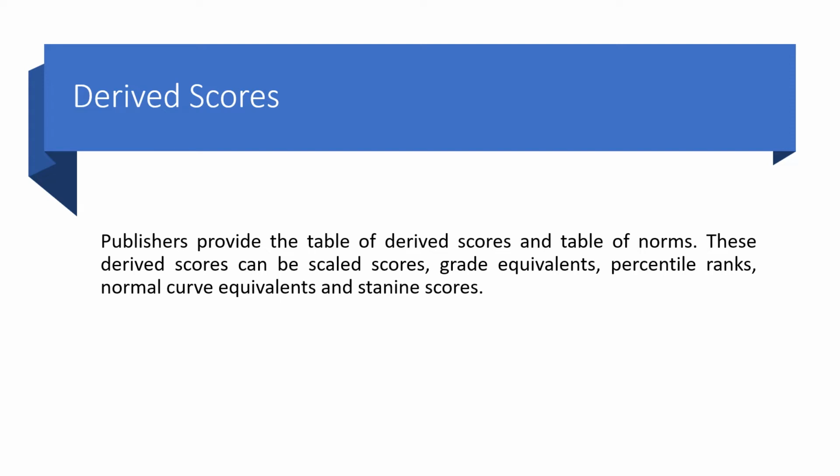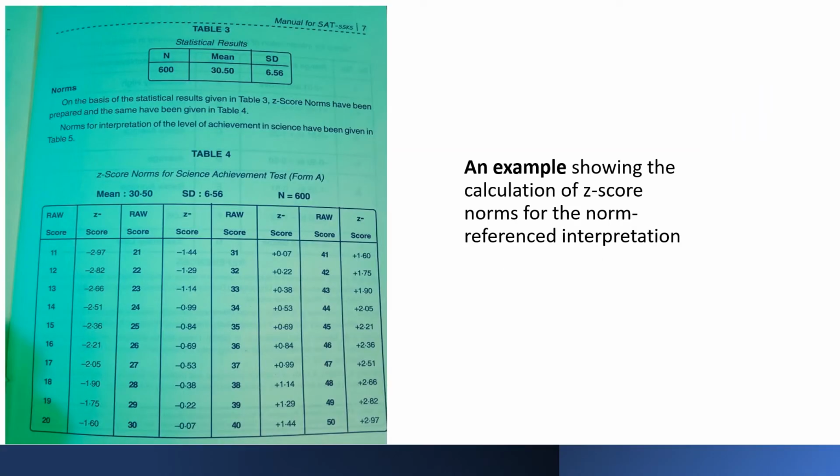One example has been given in this screenshot. This screenshot has been taken from the manual of a published science achievement test constructed by H. Srivastava and K.S. Mishra. In this, you can see the Z-score norms have been calculated. The Z-score is a type of derived score. We can change the raw score into any other type of derived score.